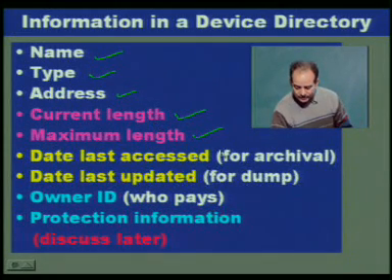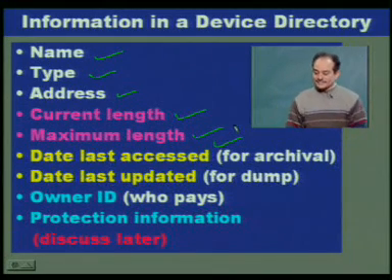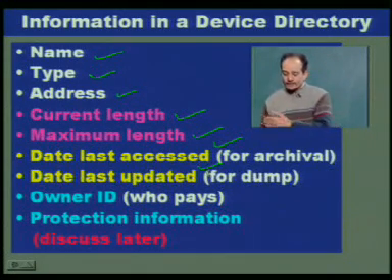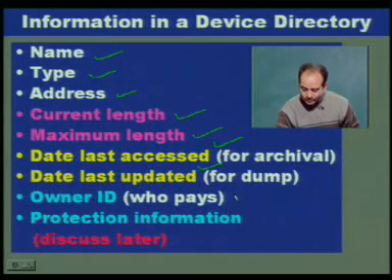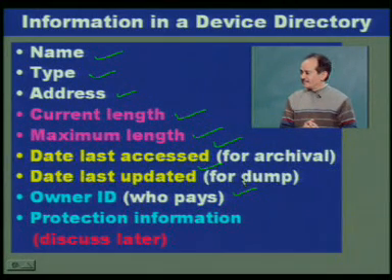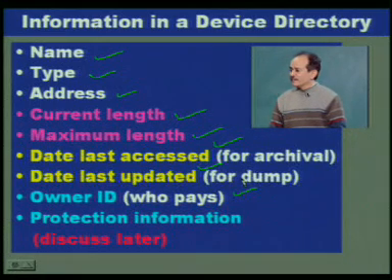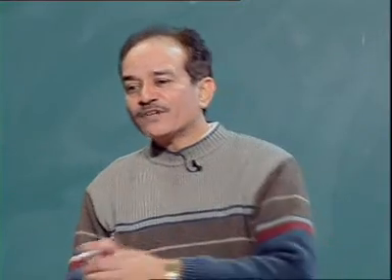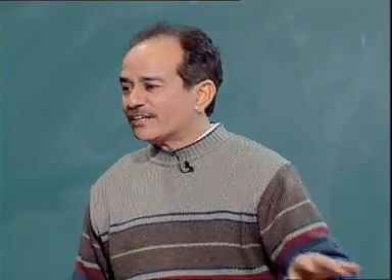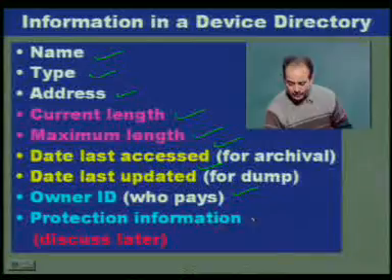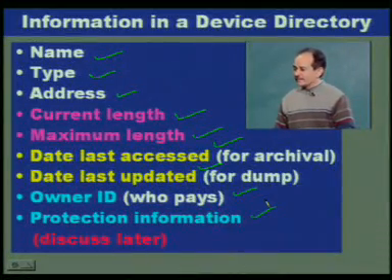And then another is some historical information: date last accessed and date last updated. When was this file accessed and when was it updated, and the owner IDs. Obviously, who pays, who is paying for this space, because once we go for the accounting information, in case I am working on a system which I hired from someone, then somebody will be charging me for the amount of data which I put in the file. So my owner ID will give me this information, and maybe protection information, what sort of protection corresponds to this file. We will try to discuss all these things in this particular session only.